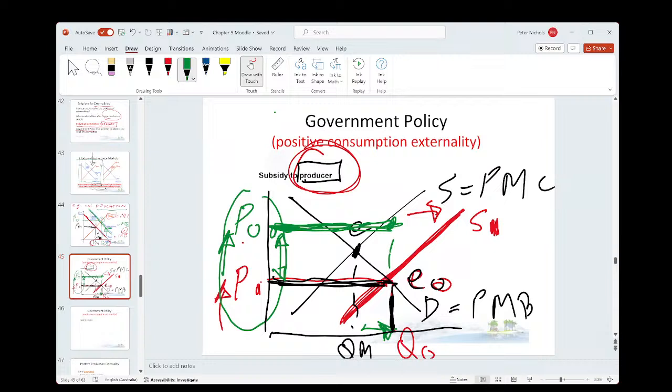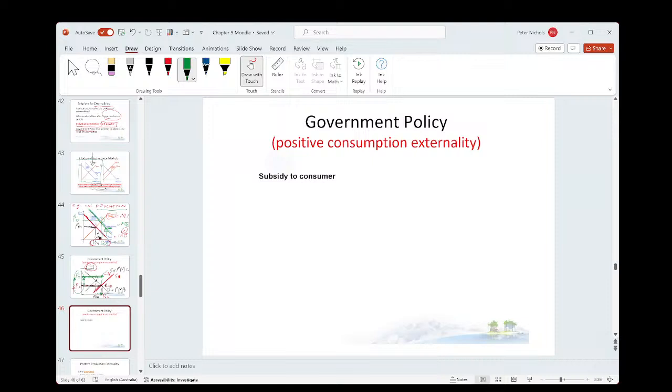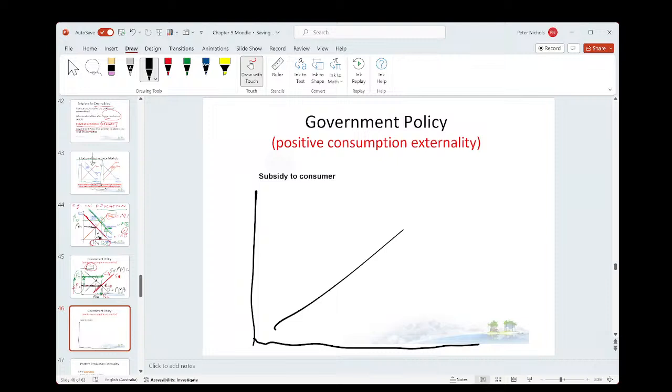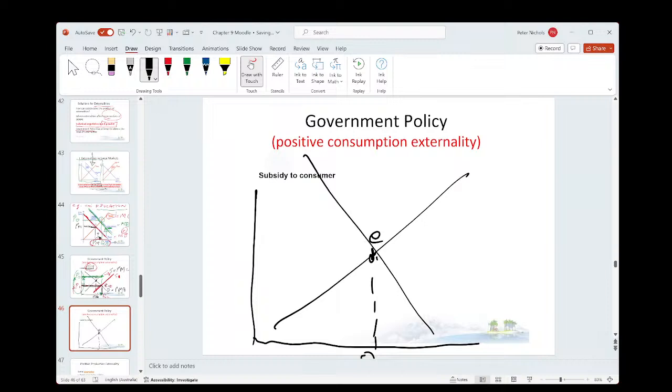So that's one way that the government could deal with a positive externality, is just by giving money to the university. How else could the government give money to or subsidize a product? Maybe it's education or maybe it's some other product. The other way the government could do it is this. We could have a demand curve and a supply curve. We have a market, right? We have an equilibrium in the market. There's our equilibrium. This is our output in the market, QM.